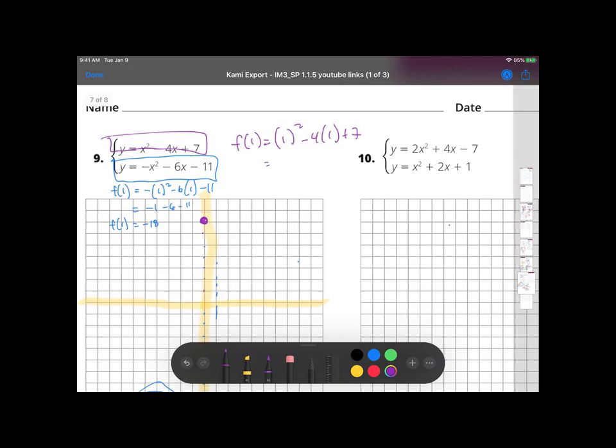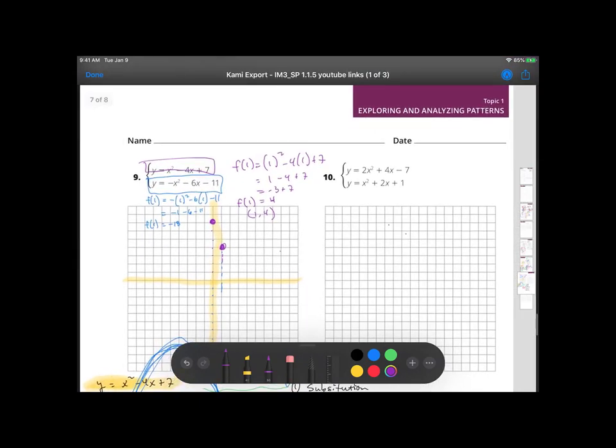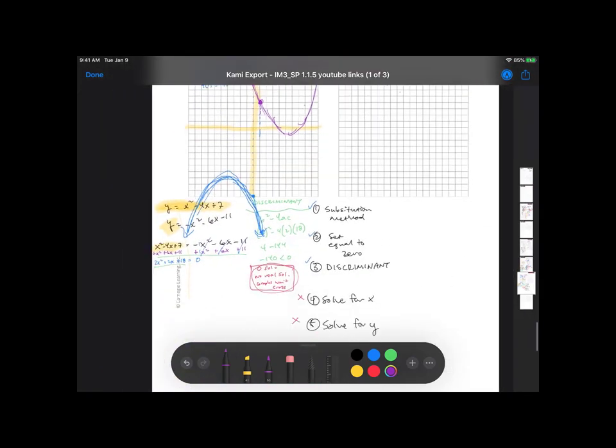And I'm trying to get an ordered pair, right? 1 minus 4 plus 7, negative 3 plus 7, that's positive 4. So that is 1 comma 4. That's just another ordered pair that I can use, right? Right here, okay? What does that tell me? That tells me my graph is probably going to be something like this.